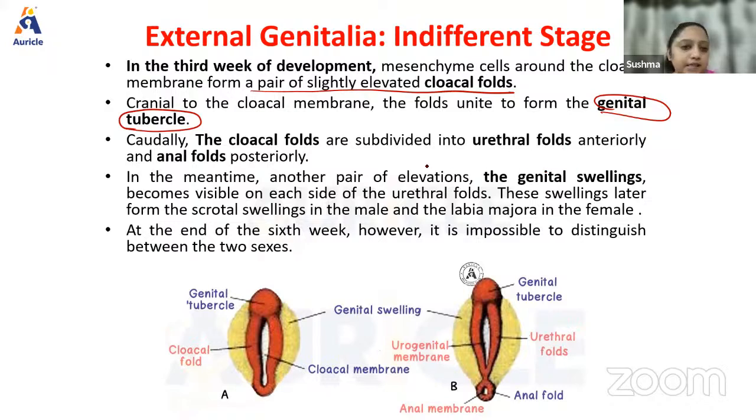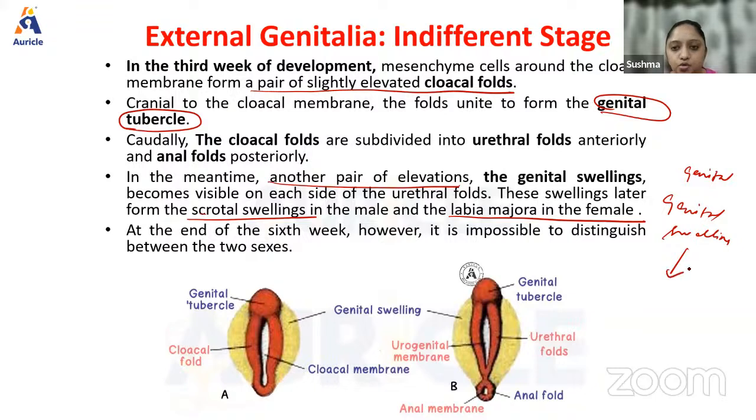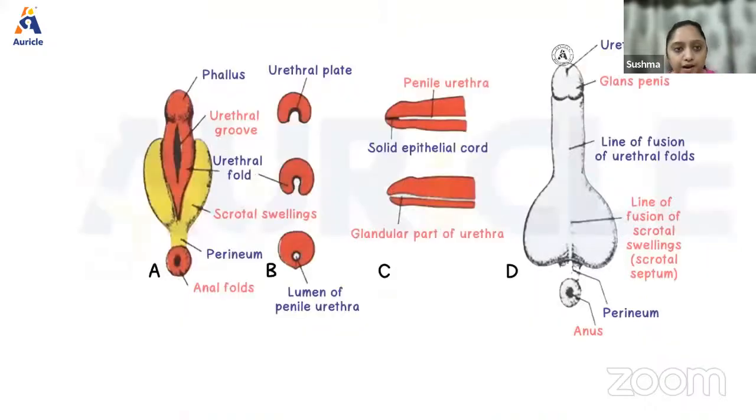From the genital tubercle, we have different structures coming in. These genital swellings later form the scrotal swellings in males and labia majora in females, which are another pair of elevations. There is a genital tubercle and genital swellings. Genital swellings give rise to scrotal swellings in males and labia majora in females. At the end of the sixth week, it is impossible to differentiate between the two sexes. That is, it is still a bipotential gonad.